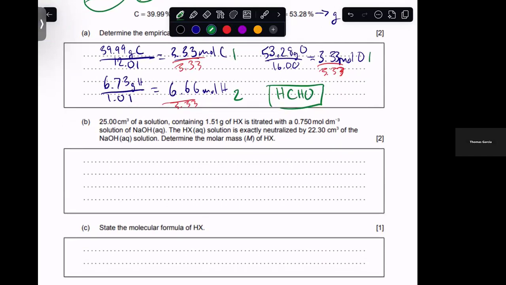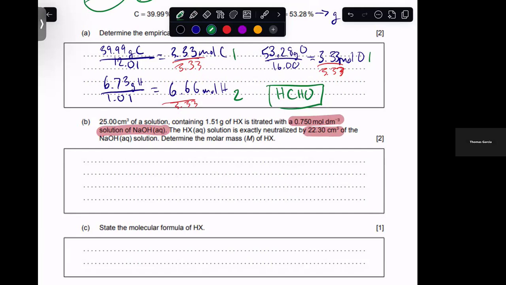B, 25 centimeters cubed of a solution containing 1.51 grams of HX is titrated with a 0.750 mole per decimeter cubed solution of NaOH aqueous. The HX solution is exactly neutralized by 22.30 centimeters cubed of the NaOH solution. Determine the molar mass of HX. So there's so many things to do here, but the first thing is just figure out what you actually have. What they have given us is a volume and a molarity of NaOH. So we're going to start with that and see where it goes.